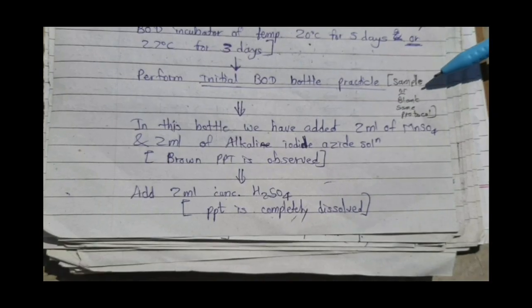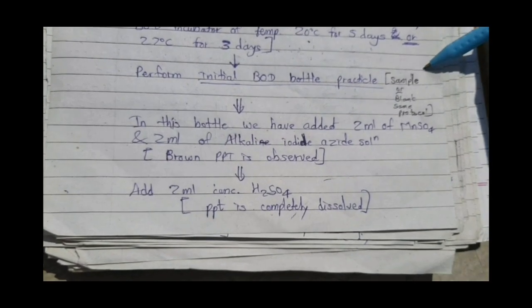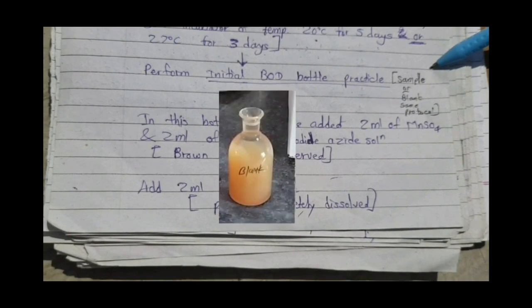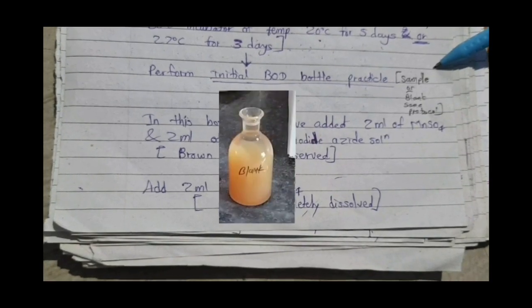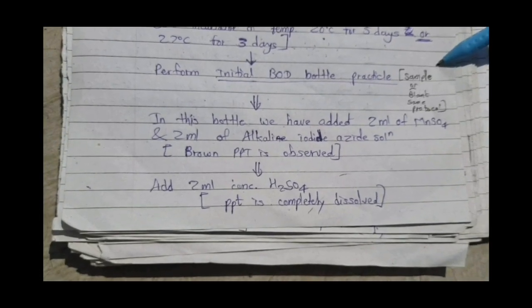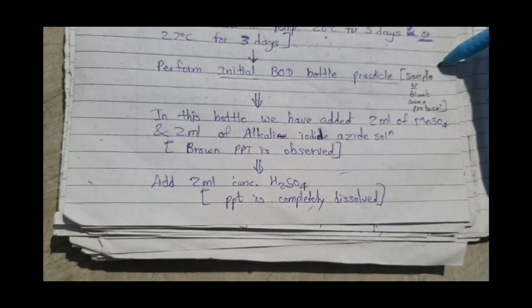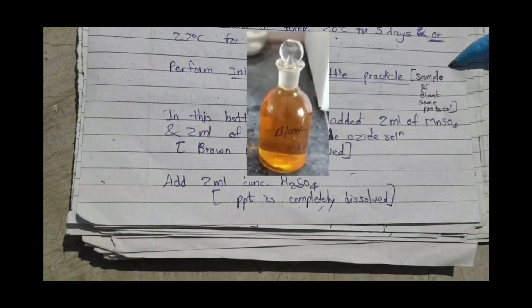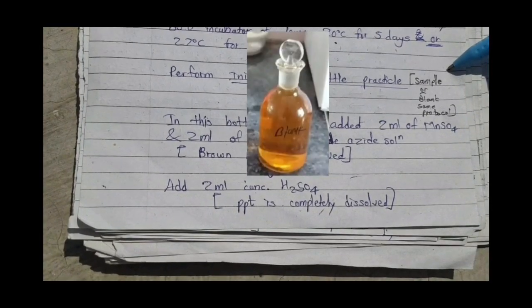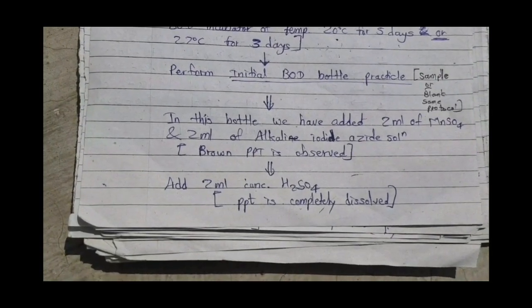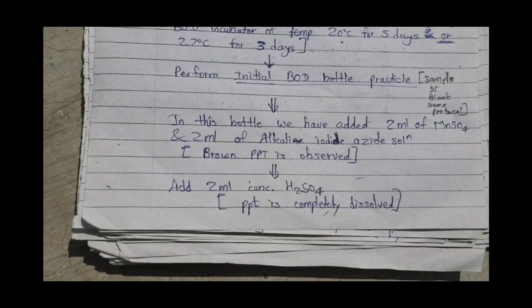you will observe that a brown precipitate forms completely. Then you have to add 2 ml of concentrated H2SO4. The brown precipitate you observed in the BOD bottle is completely dissolved by the addition of the 2 ml of H2SO4 in the blank and in the sample.